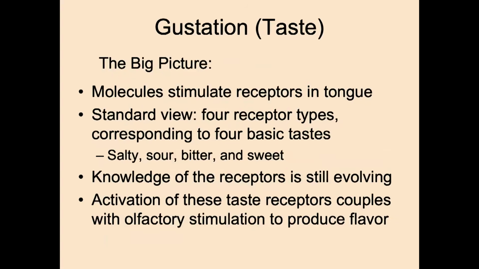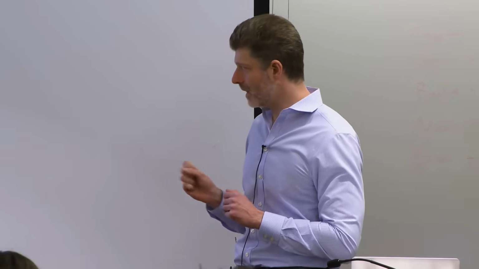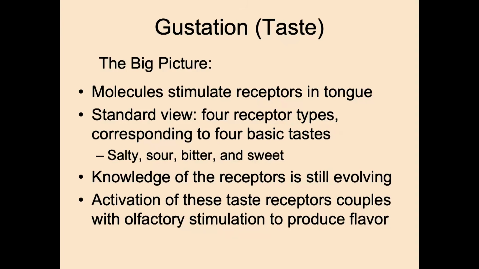Okay. So gustation, or the sense of taste. All right, so here's the big picture. When substances enter your mouth, either intentionally or unintentionally, molecules in the substances stimulate receptors in your tongue. The standard view is that there are 4 main receptor types that correspond to 4 basic tastes: salty, sour, bitter, and sweet. Knowledge of the receptors is still evolving, but the study of taste is still primarily centered on the receptors. And activation of these taste receptors couples with olfactory stimulation when you eat to produce flavor.